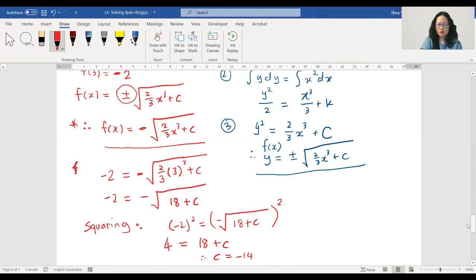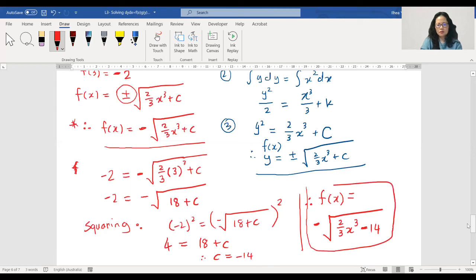And therefore, my solution is, I'm going to write this time f of x, because that's what it is, equals, I'm going to write it here, negative the square root of 2 over 3 x cubed minus 14. Hopefully, if I had more space, I could write it in one spot there. So that's what it is. That's all for this lesson. All right.